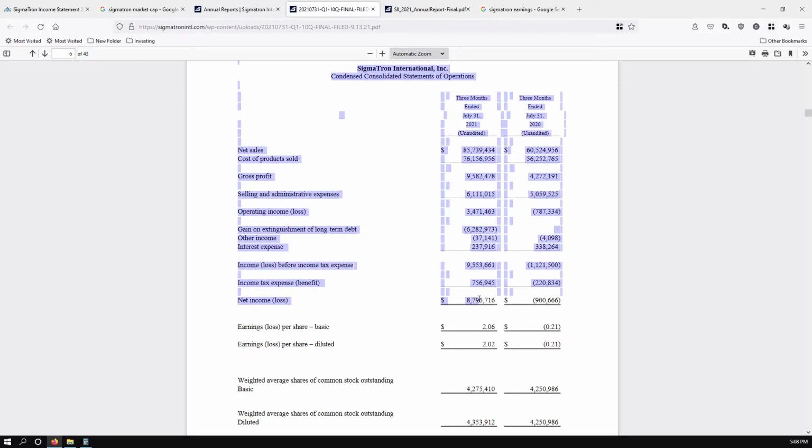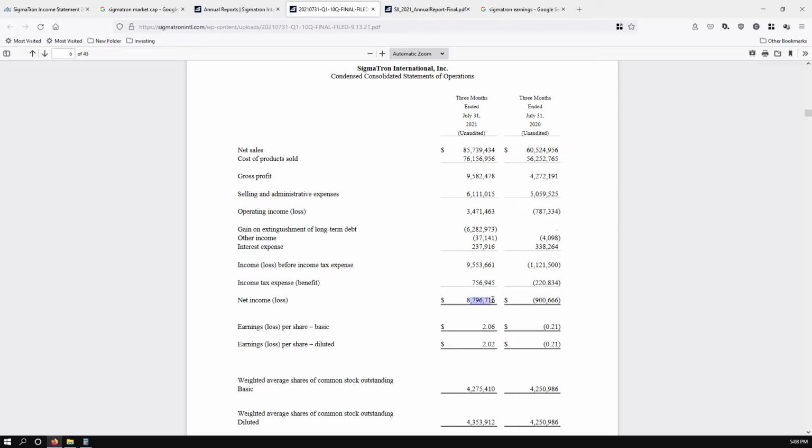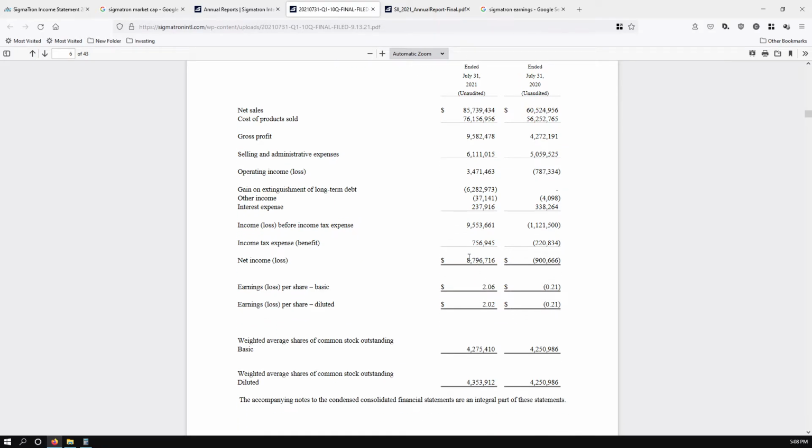And this net income loss is pretty much this income here minus the income tax expense. So I'm wondering what this gain on extinguishment of long-term debt is. So I'm just going to highlight part of the statement there.